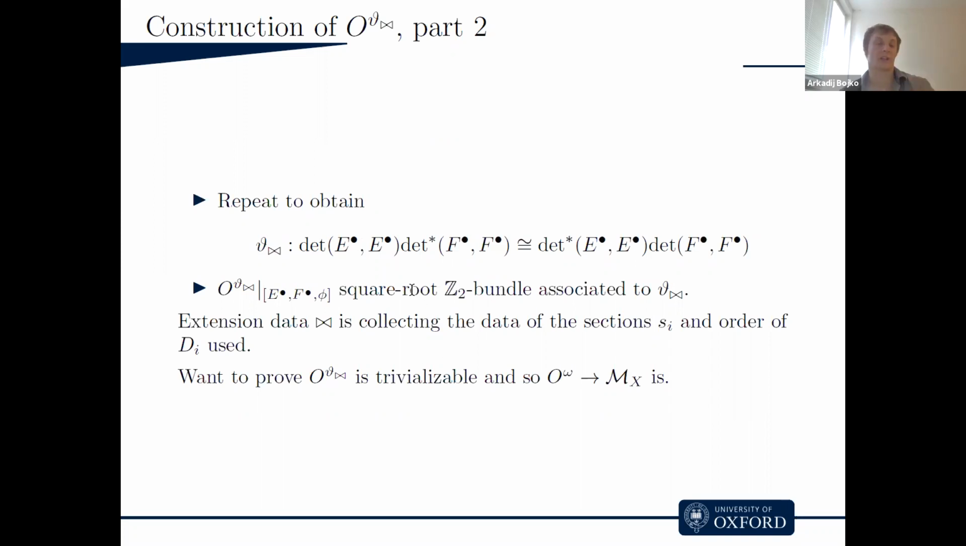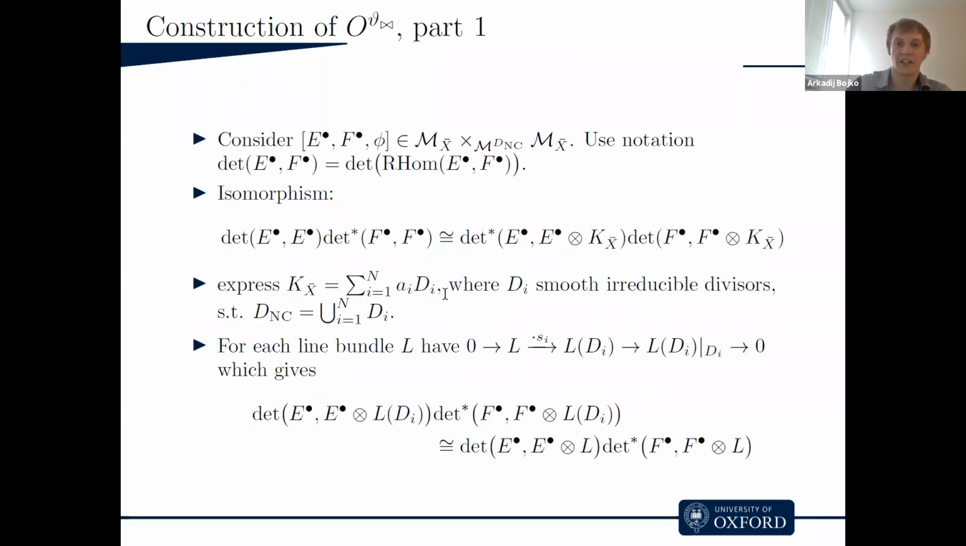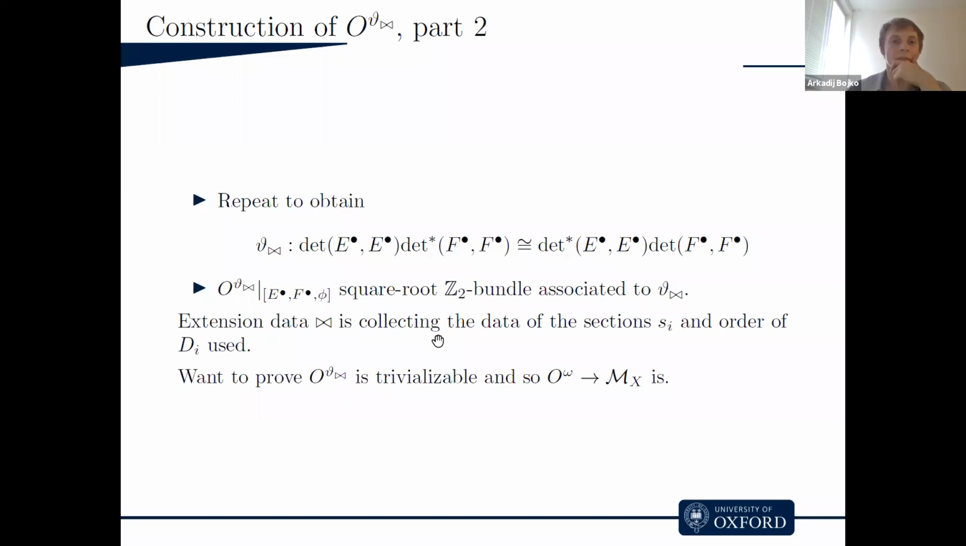And as one gets this, one can assign a square root Z2 bundle to this isomorphism, which I call the O theta bow tie, which is the orientation with respect to the bow tie data. And bow tie corresponds exactly to the choices of this section and order of the divisors that you have made as you go along. And in fact, like I said, the whole point is that the Z2 bundle pulls back to the orientation bundle on the moduli space that you actually care about. So instead of proving the orientability of this, I will now be proving orientability of this new Z2 bundle that I discussed.